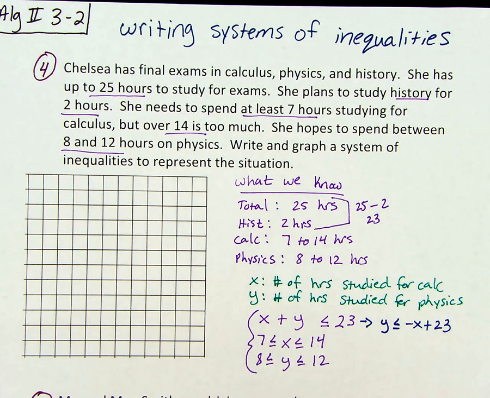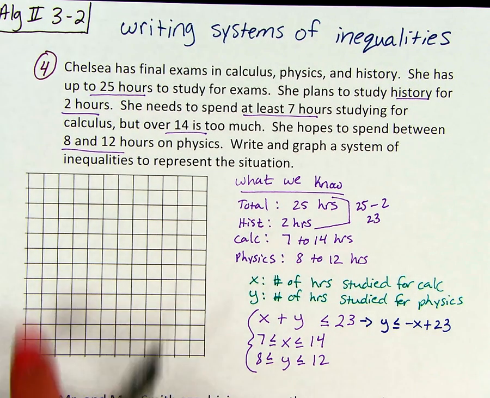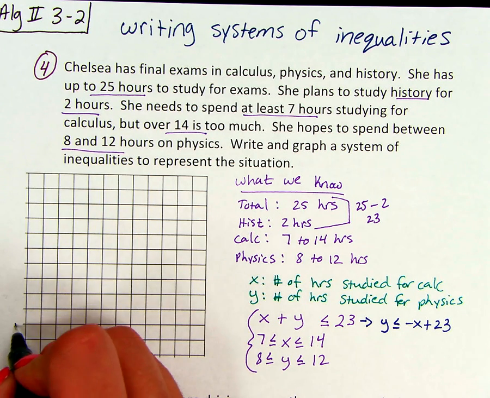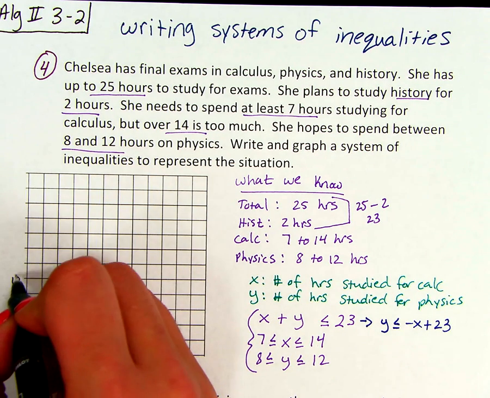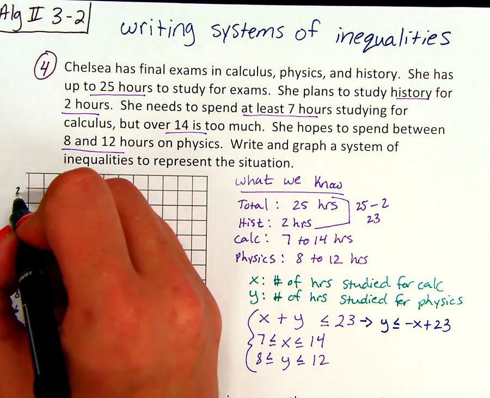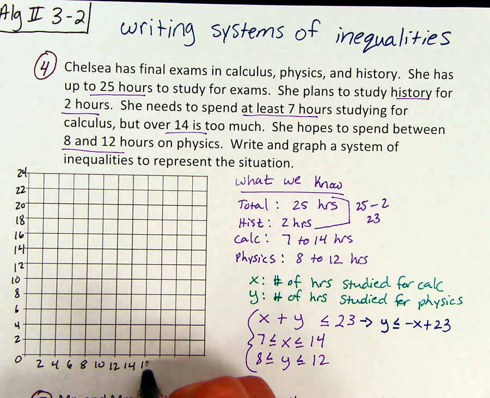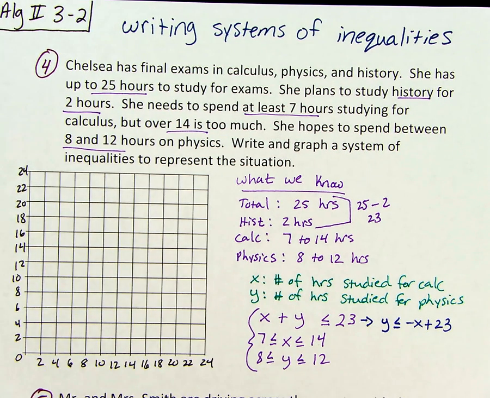So on the graph, we only need to be in the first quadrant, so I'm just going to make that picture my x and y axis. And since we have to go all the way up to 23 for our y-intercept, I'm going to count by 2's. So 2, 4, 6, 8, 10, 12, 14, 16, 18, 20, 22, and 24. Same thing on my x. And now I'm going to start putting my lines on there.